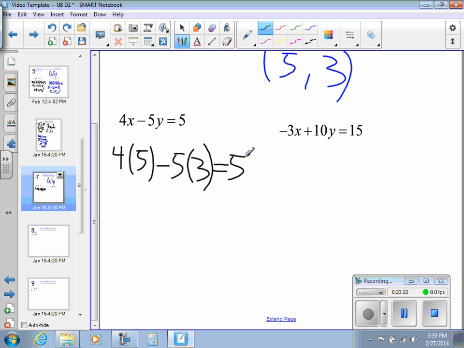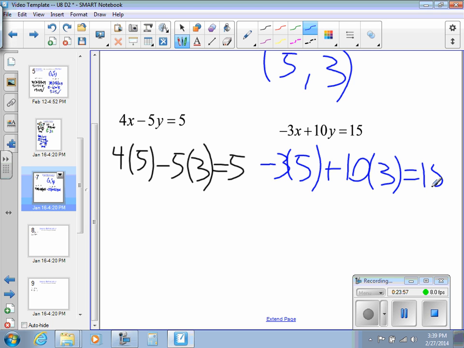equals 5. Oh, and just a warning, make certain when you're substituting that you substitute the values in for the right variables, particularly when the equation is not in standard form. I've seen it happen many times where students accidentally substitute the coordinates in for the wrong variables in the equation, and then it doesn't work. So now I have negative 3 times 5 plus 10 times 3 equals 15.